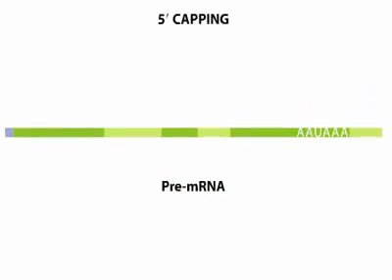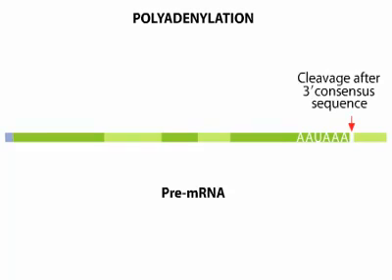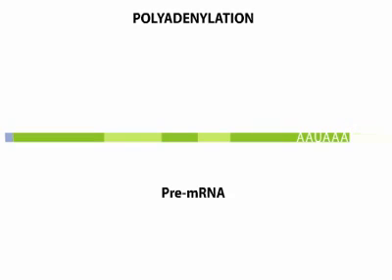RNA processing continues with polyadenylation. First, the pre-mRNA must be cleaved shortly after the 3' consensus sequence. Then, from 50 to 250 adenine nucleotides are added to the cleavage site.